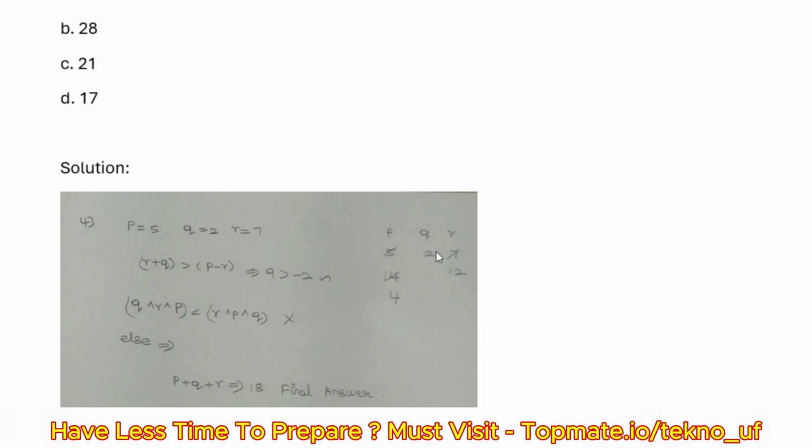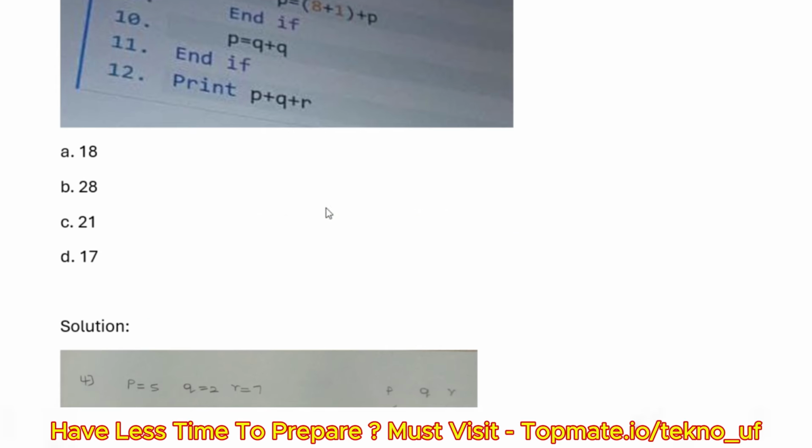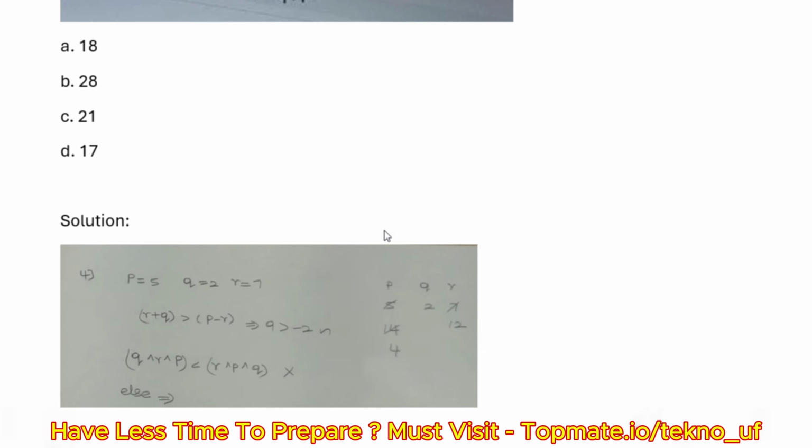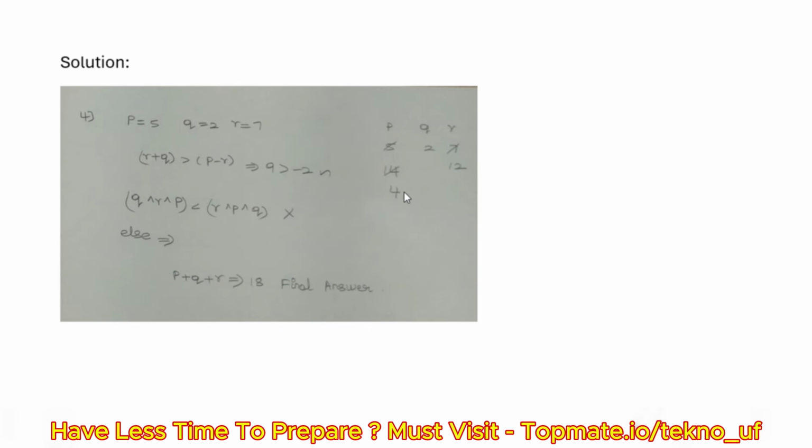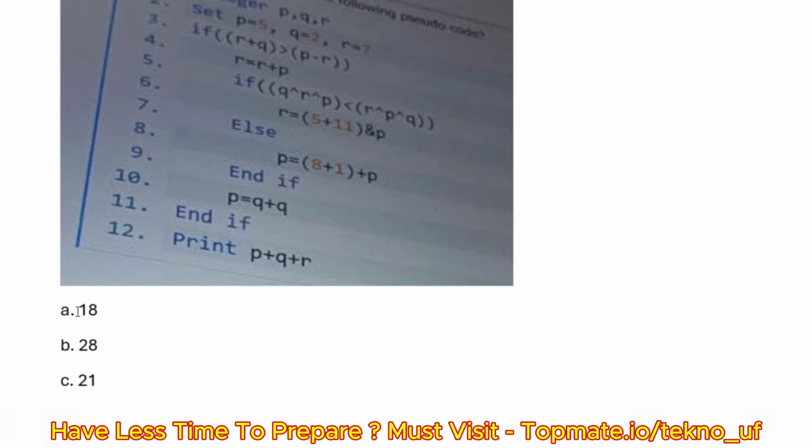So these are the current values of P, Q, R respectively. So we need to finally add P, Q, R. P plus Q plus R. It will become 4 plus 2 plus 12. 12 plus 2, 14. 14 plus 4, 18. So 18 will be our final answer. We need to mark this one.